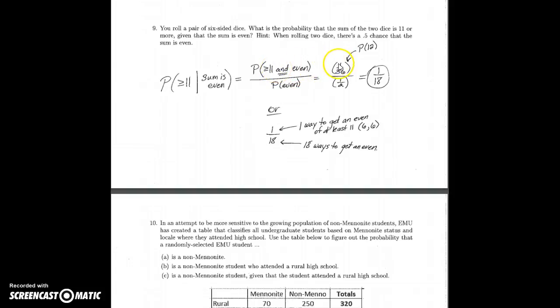And there's really only one dice roll that will give you that, 6, 6, the double sixes. So 1 out of 36 of satisfying both of those conditions. Probability of getting even, half of the results are even, so we put 1/2 there. Simplify it down to get 1/18.